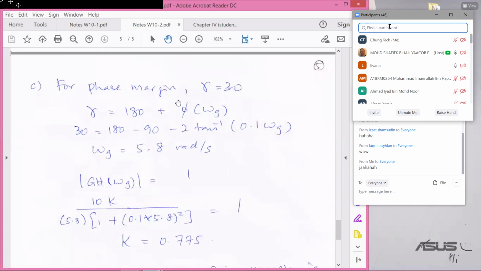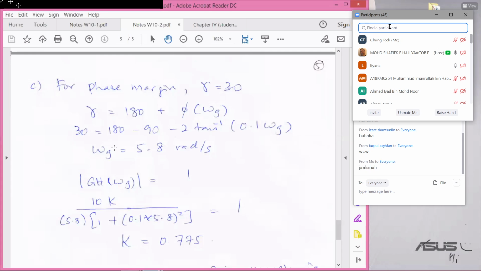Okay. So we want the phase margin to be equal to 30. From there, you can now compute the gain crossover frequency. Use the expression for phase margin. So phase margin is equal to 180 plus the phase angle at gain crossover frequency. Again, if you have more terms here, it is not an easy equation to solve. But since in this case we only have one arctangent here, you can easily solve for gain crossover frequency.